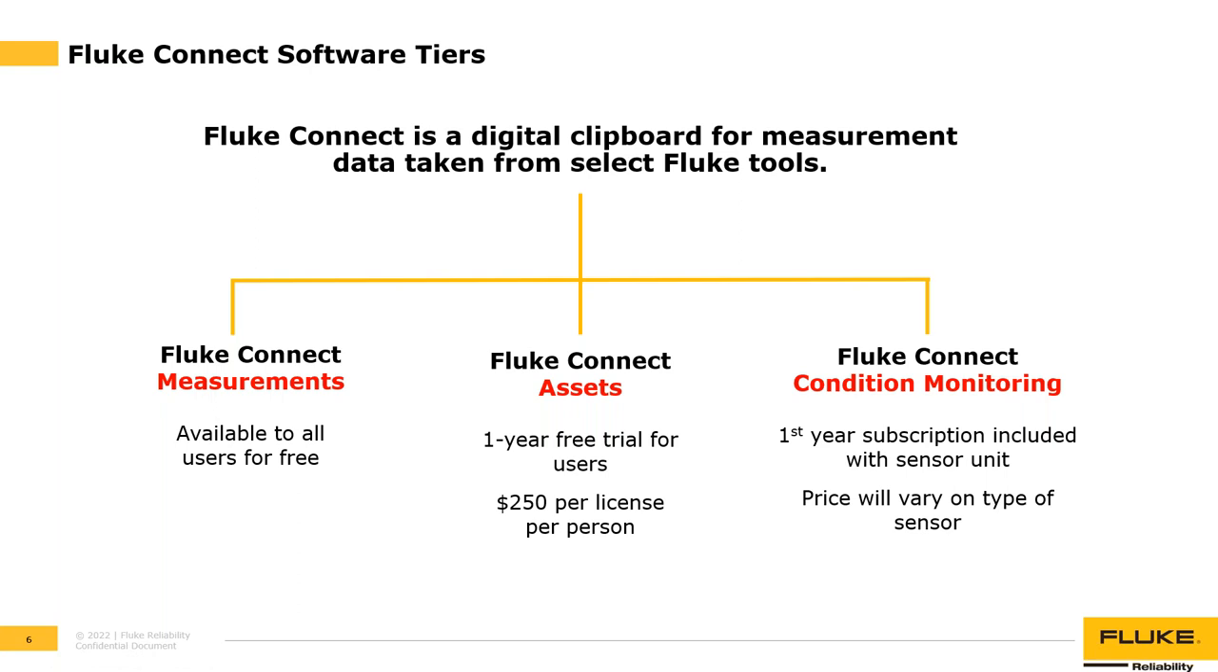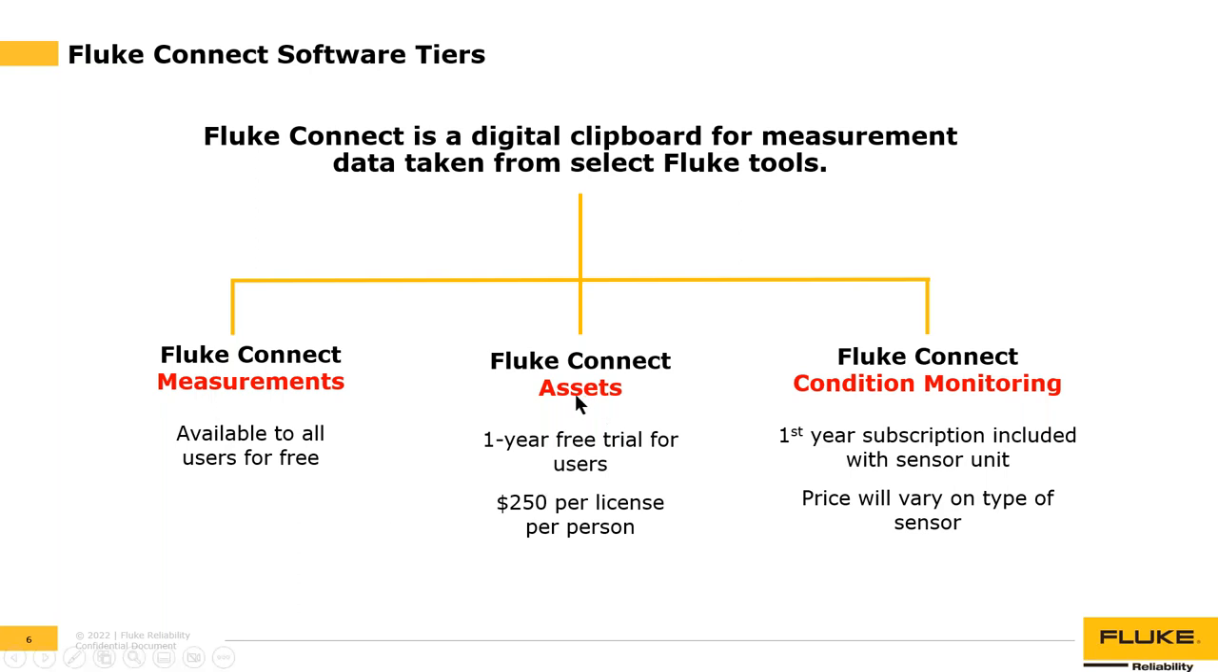The next thing that is important for you to know is that Fluke Connect software comes in three different tiers. This is often one of the more confusing aspects of the Fluke Connect software, so here's a quick overview. First, the first tier is Fluke Connect Measurements, which is available to all users for free. This tier enables users to capture measurements from their tools and save the data to the cloud.